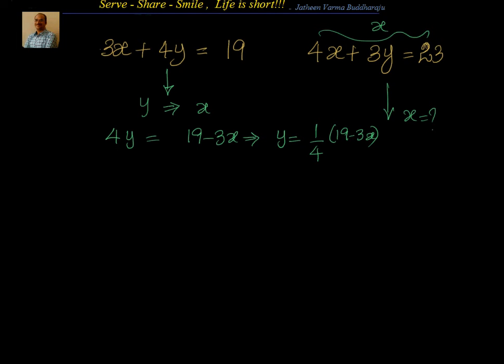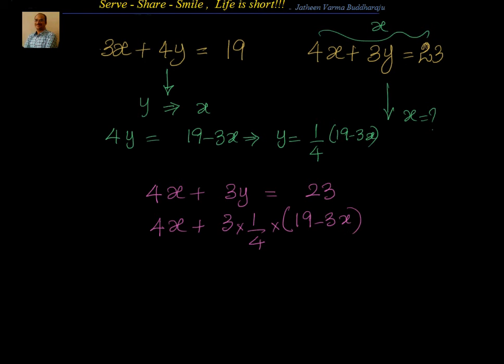Now we will go to the other equation we have. The other equation we have is 4x plus 3y is equal to 23. Now the idea is to convert this into whole x. So 4x will stay as it is. 3 into y value is 1 by 4, 3 into 1 by 4 into 19 minus 3x. Now this is where we have expressed y in terms of x, is equal to 23.